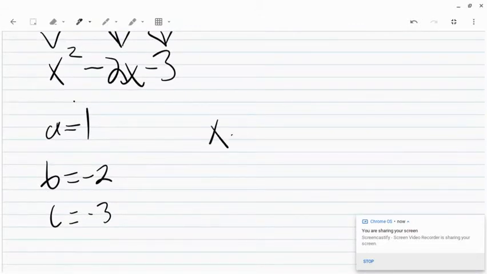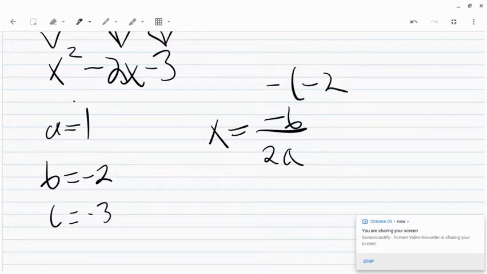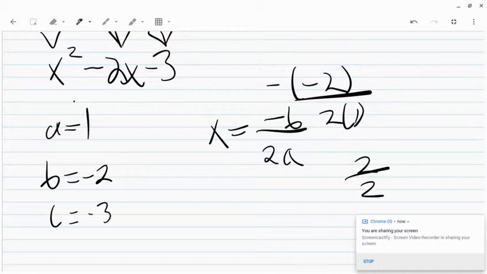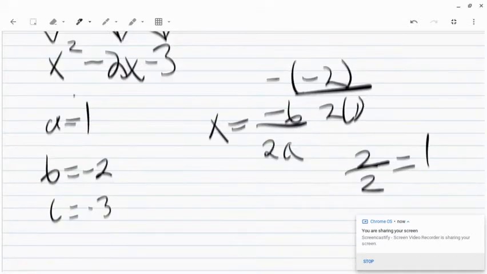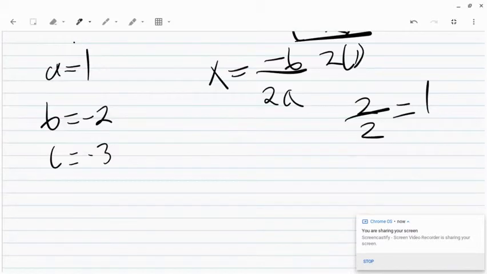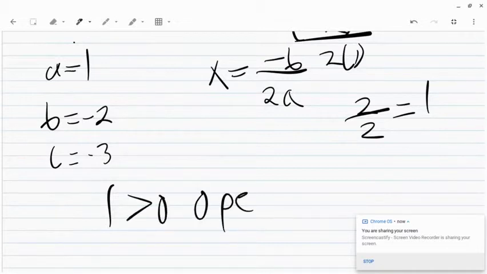Again, you just use your axis of symmetry equation, -b divided by 2a. So just negative -2 over 2 times 1. Once again, easy. So that gives you 2 divided by 2, which equals 1. And now you find what way the parabola opens. A is 1 and A is greater than 0. So that means this graph is going to open up.